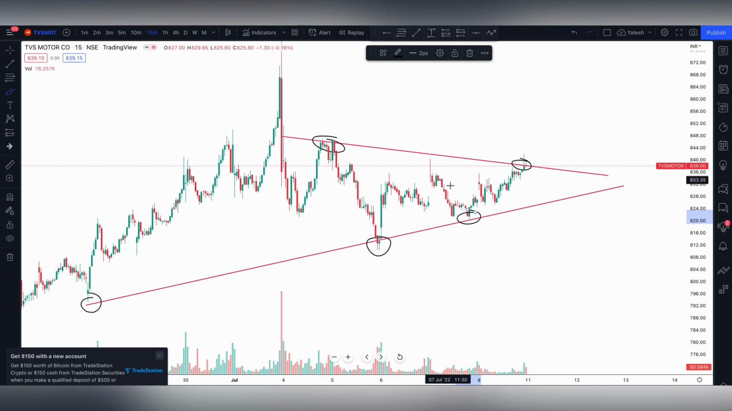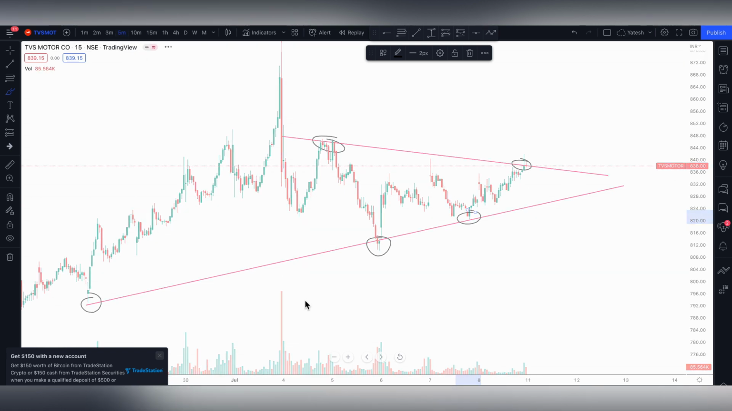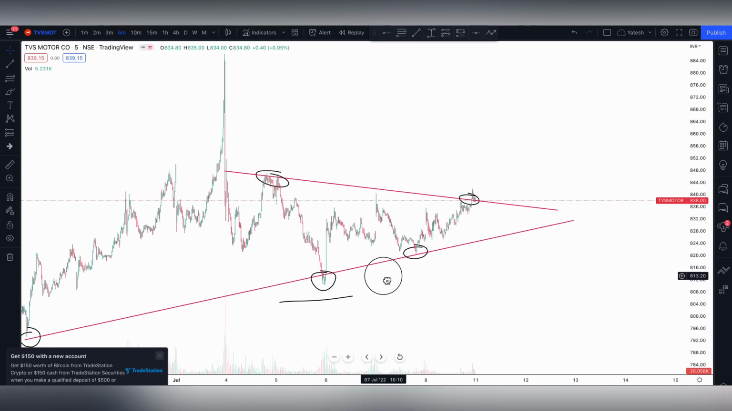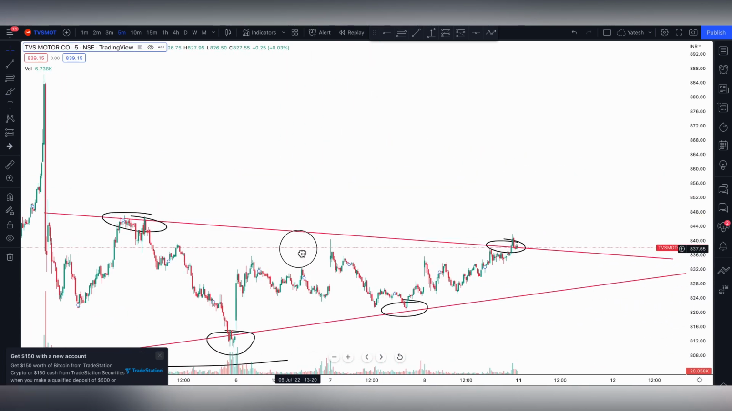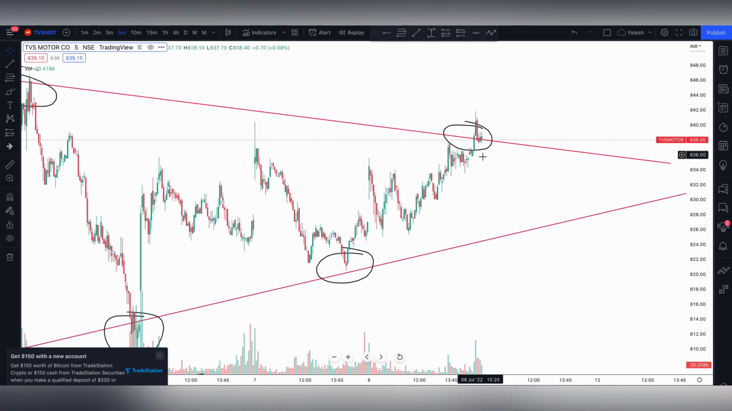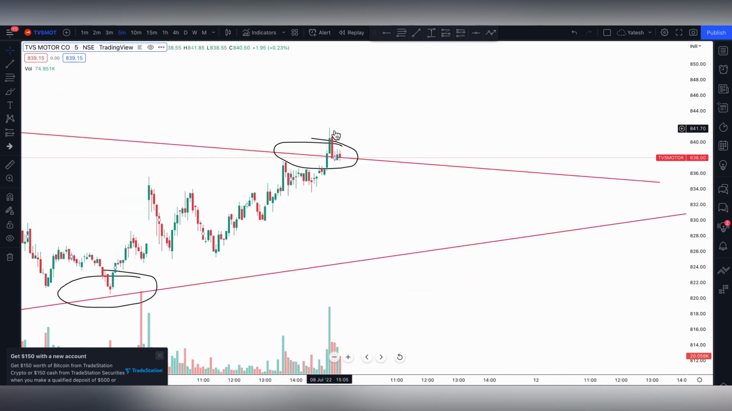Now, if we want to do swing trading, the 15 minutes time frame will be suitable for us. But if we want to do intraday trading and we want to get early entries, then we switch the time frame to 5 minutes. Now what is the market doing on a 5 minutes time frame? Here also the market is respecting this level. Now as soon as we got a breakout here, the next candle, this red candle, did not close above this level, right? So this is a false breakout.